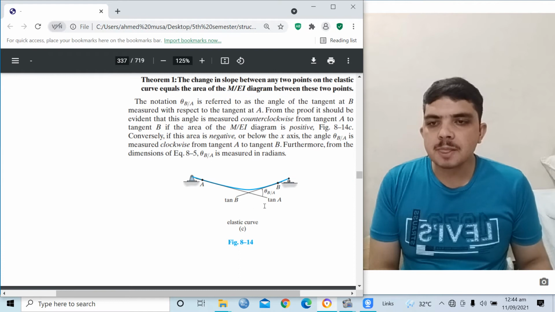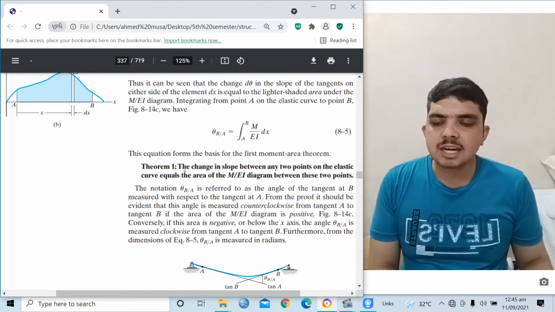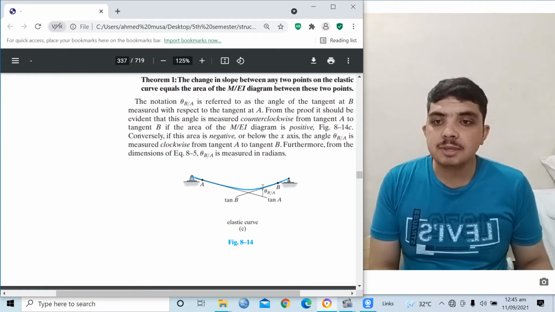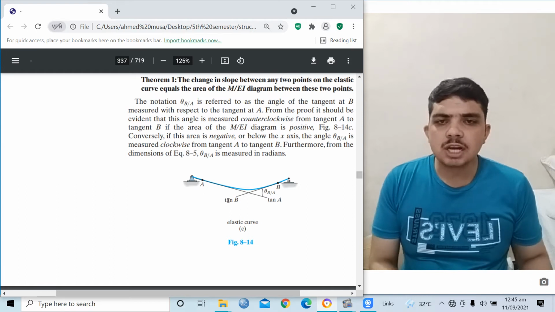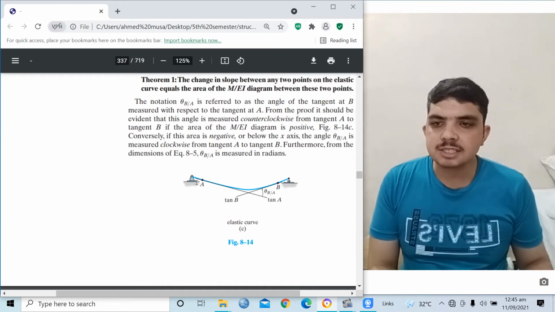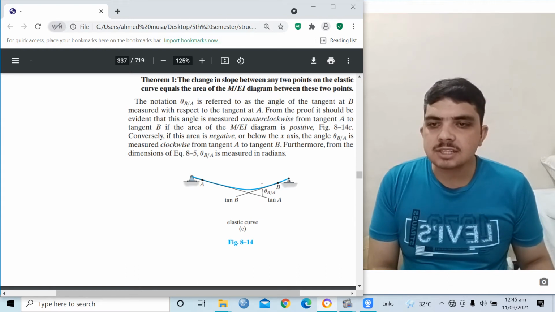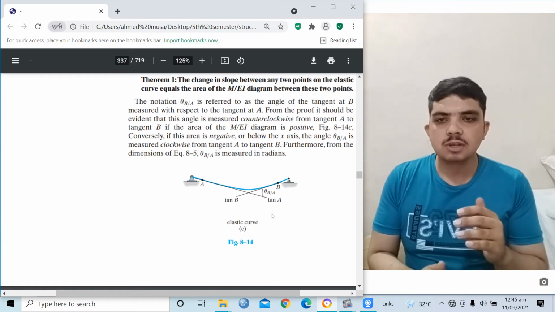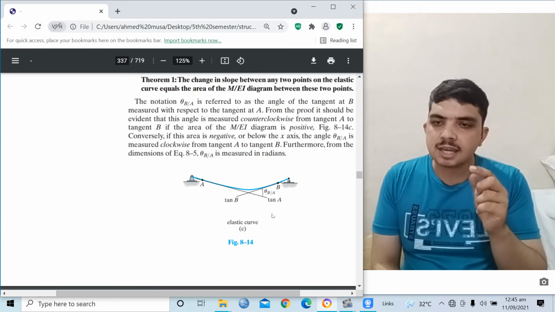For example, this is a simply supported beam. If we apply some amount of load on this beam, the exaggerated curve, the deflected form of the beam, will be in the form of this curve. You can see here the beam will be deflected in this form. So this is point A and this is point B. We shall draw a tangent line at point A and point B. This is tangent A and this is tangent B. So the angle between tangent A and tangent B is called theta BA.